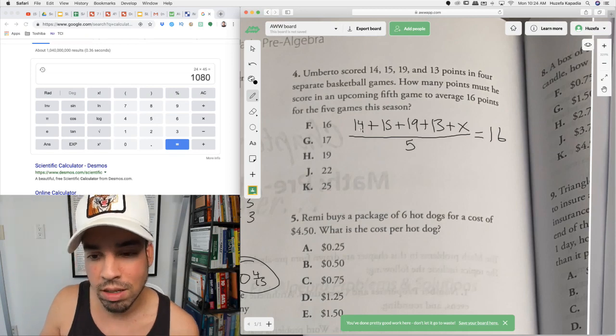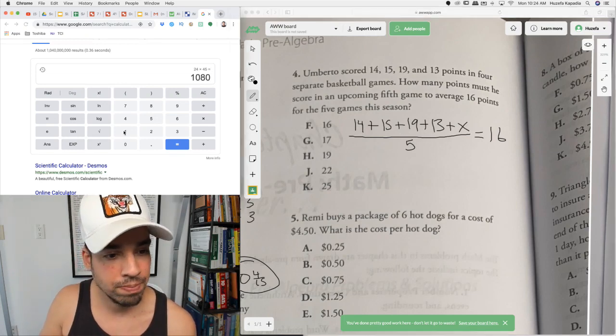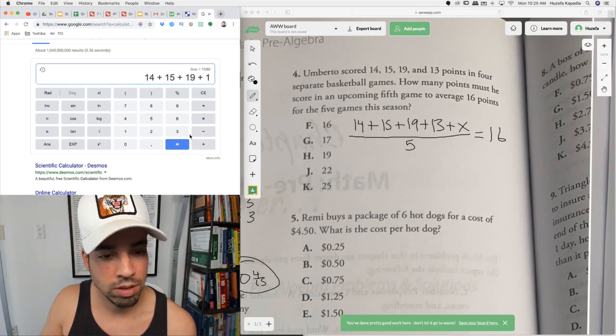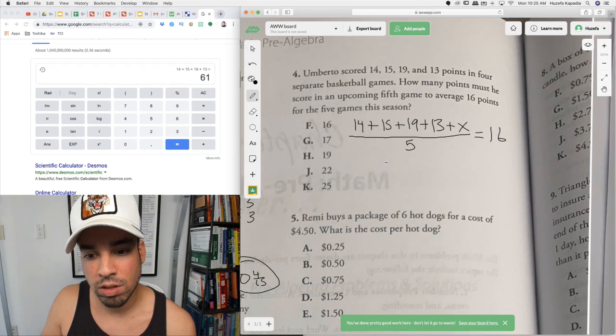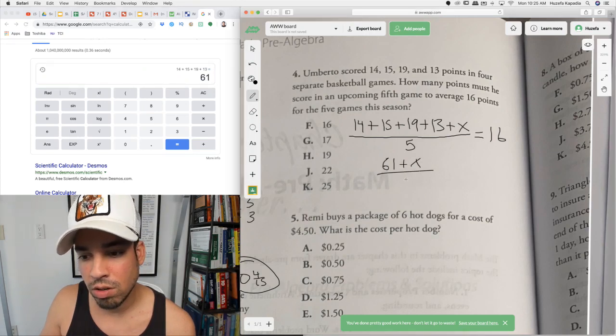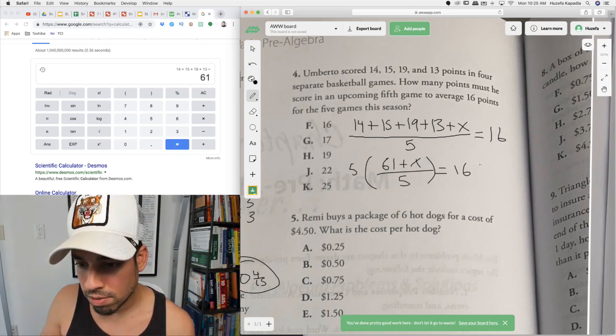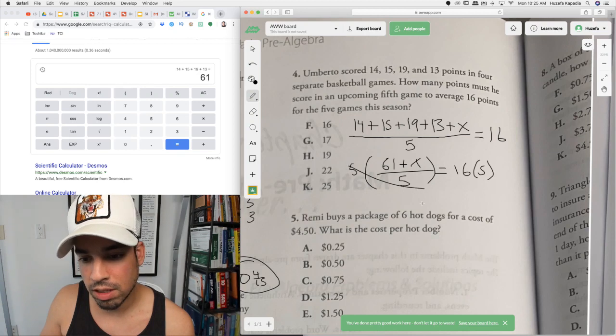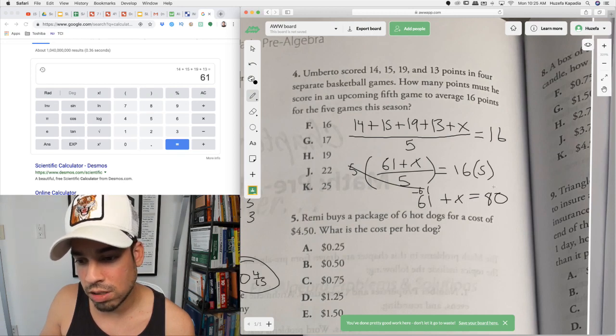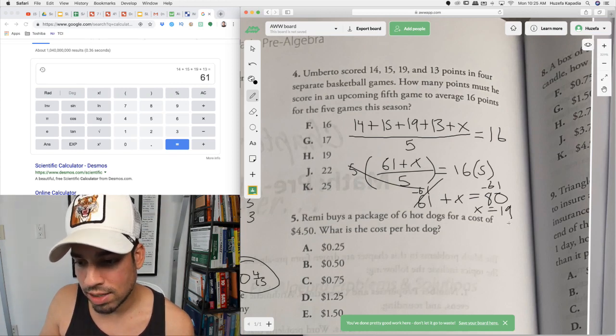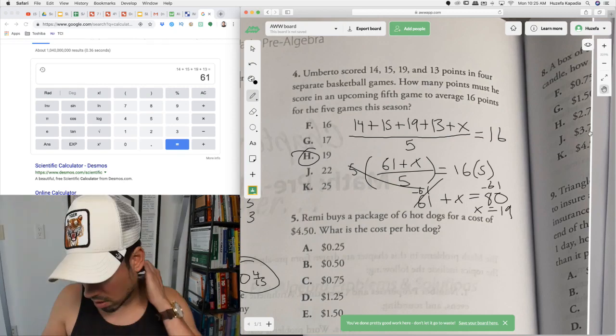And then now we just isolate. So 14 plus 15 plus 19 plus 13 equals 61. 61 plus x over 5 equals 16. Then we're going to multiply both sides by 5. These cancel out. 61 plus x equals 5 times 16 is 80. And then we're going to subtract 61 from both sides. And do that mentally, x equals 19. So he needs to get 19 points in that 5th game.